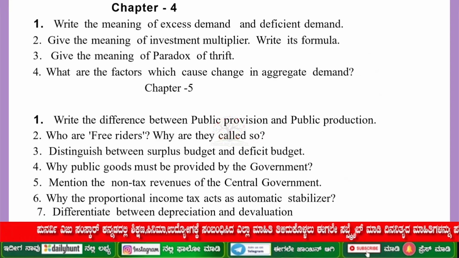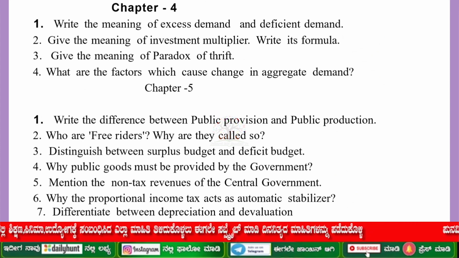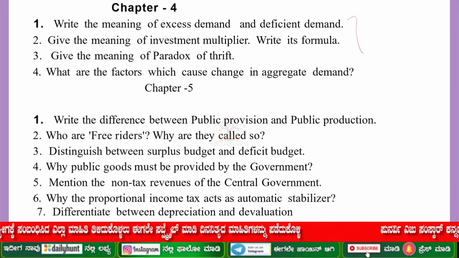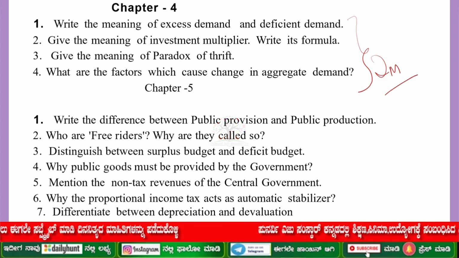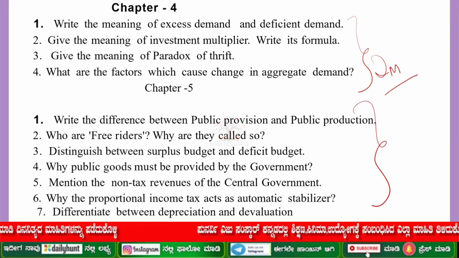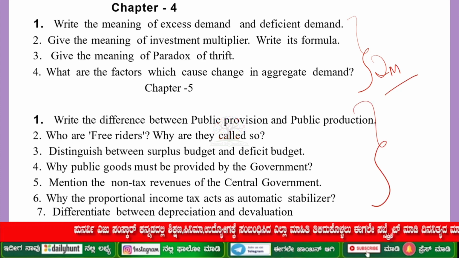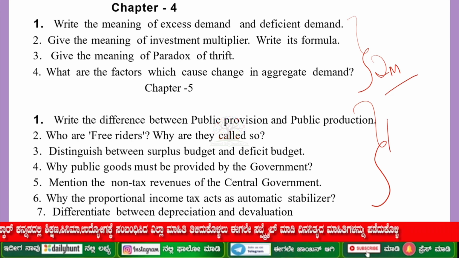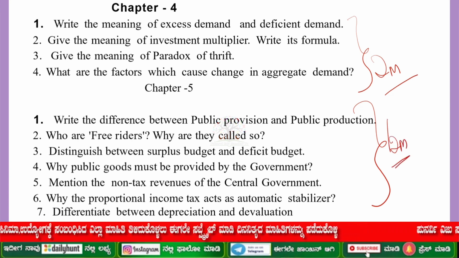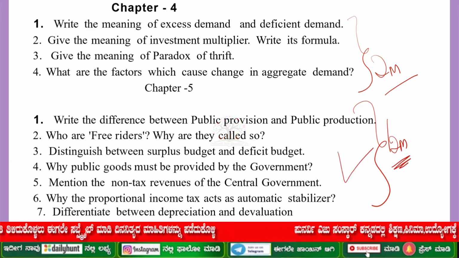And next one is 4th chapter, determination of income and output. From this chapter, there are 4 important 2-mark questions, and you can expect one 2-mark question. And from budget, government budget, there are 7 important questions, and from this they may ask 1 2-mark question. Please do prepare all these questions properly.